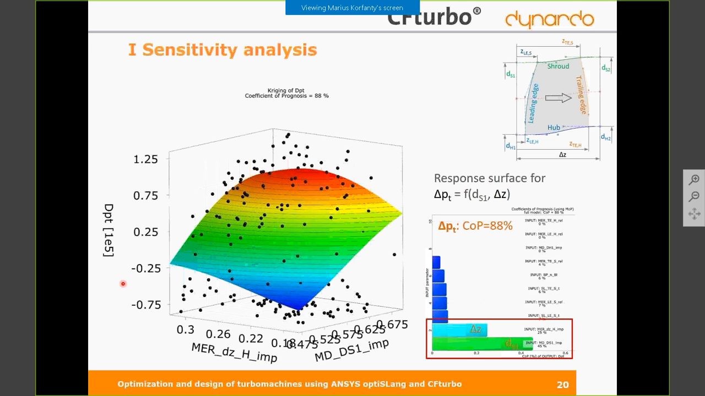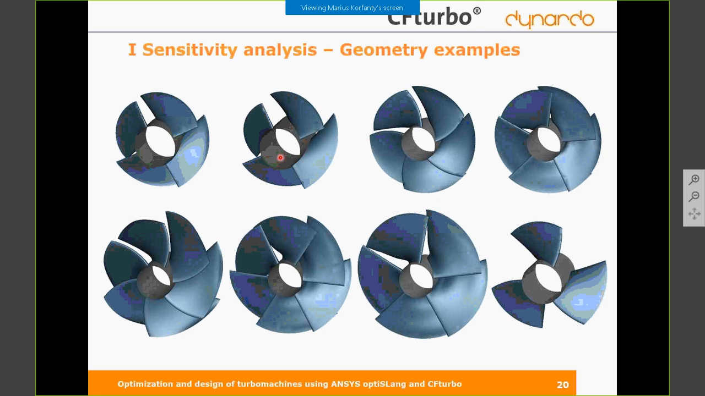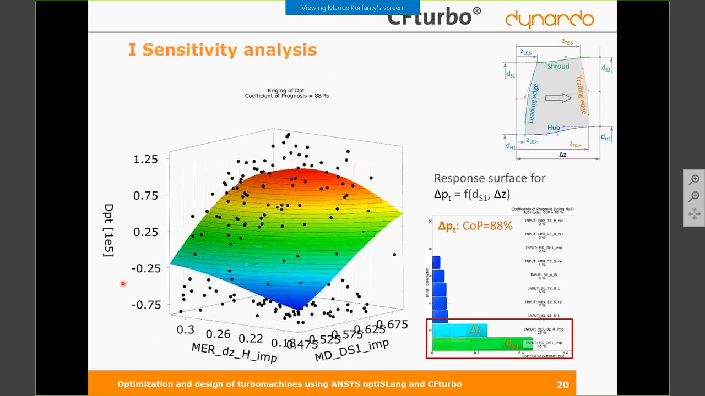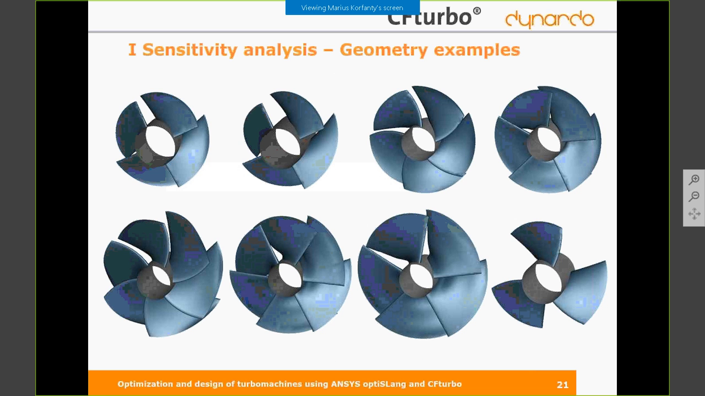As an example, the response surface for pressure difference is shown here. The pressure difference rises with higher suction diameter and axial extension. Here we see some geometry examples of the sensitivity analysis. One can see how much the optimizer is varying the geometry. So we have a wide range of variation.